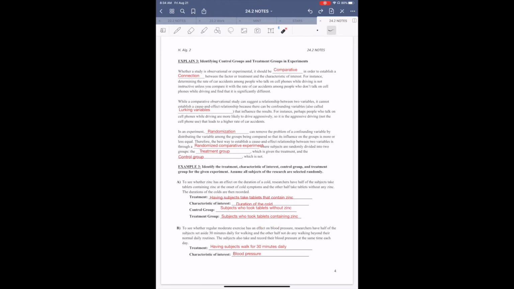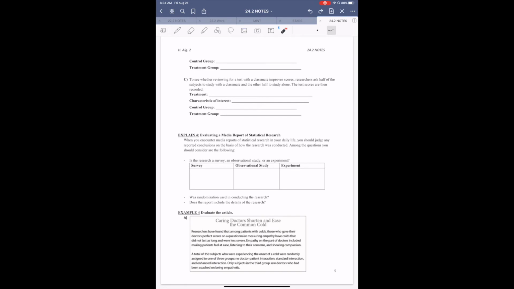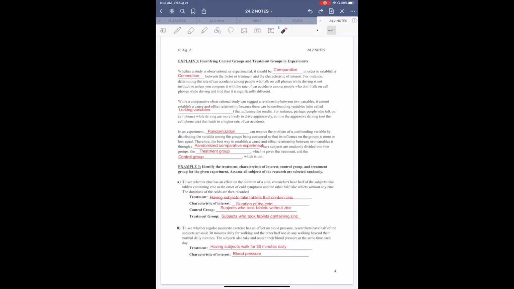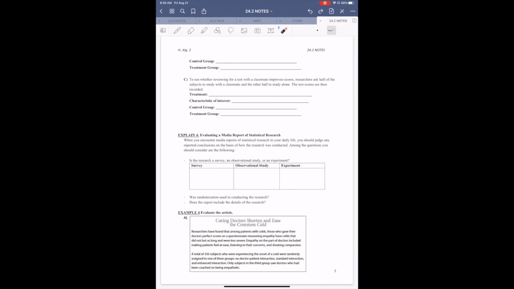Now, the next question says, what is the control group? Well, remember, our control group does absolutely nothing. They change nothing out of the ordinary. So in this case, our control group would be the subjects who don't do that additional walking beyond their normal routines. They're not going to change their routines. They're just going to go about their day regularly. Whereas the treatment group would be the group receiving that additional 30 minutes daily of walking.